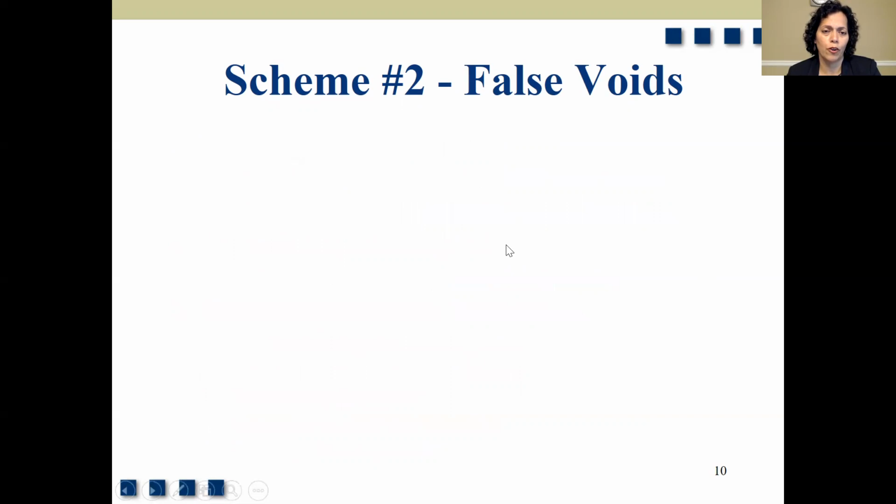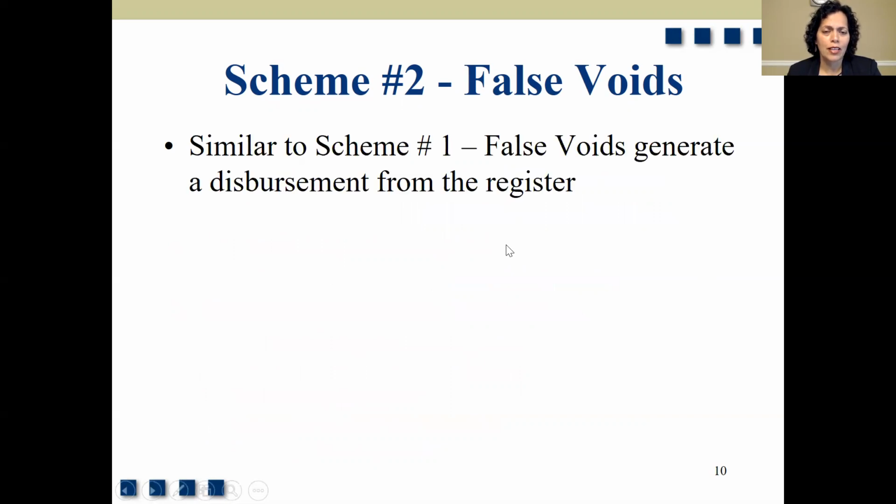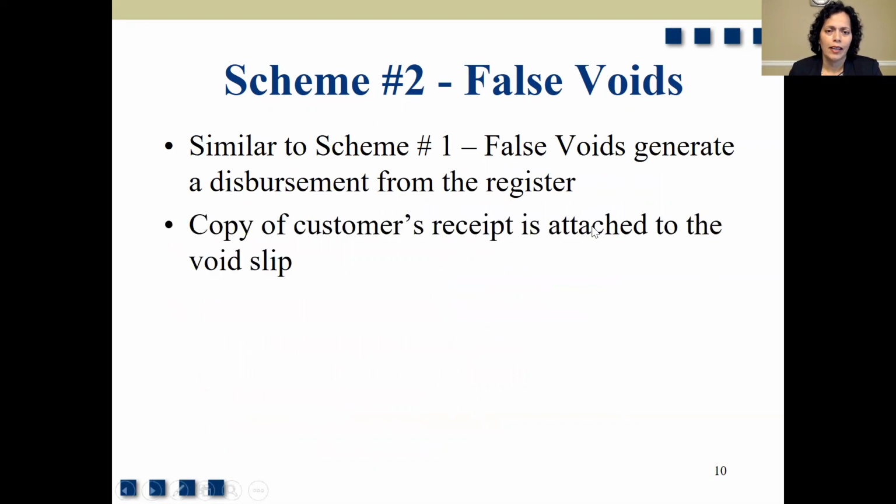We're now going to look at false voids. They're very similar to scheme one, that is your false returns. False voids is basically a sale transaction happens, and then for whatever reason, the customer says, I don't want it, or we made a mistake in the process of bringing up the return, and you void the return. Void means cancel it. So what do I need to cancel the return? I need the customer's receipt.